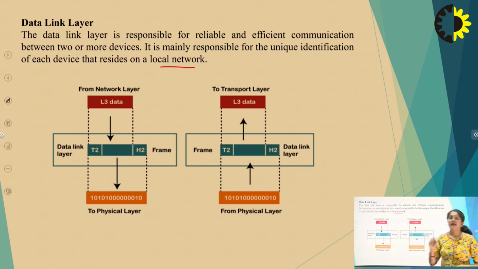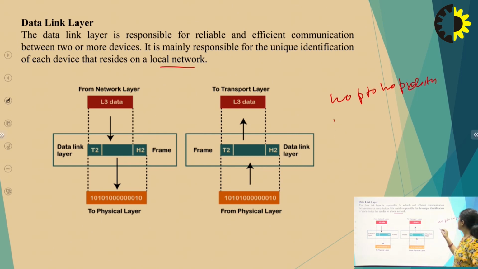Local network means the data which is coming from the upper layer. The upper layer from the data link layer is the network layer. So the data which comes from the network layer to the data link layer is handled efficiently, and then it goes to the physical layer. So it acts as a medium between the network layer and the physical layer. It is responsible for the unique identification of the devices that reside in the local network, and for the hop to hop transmission of the data.